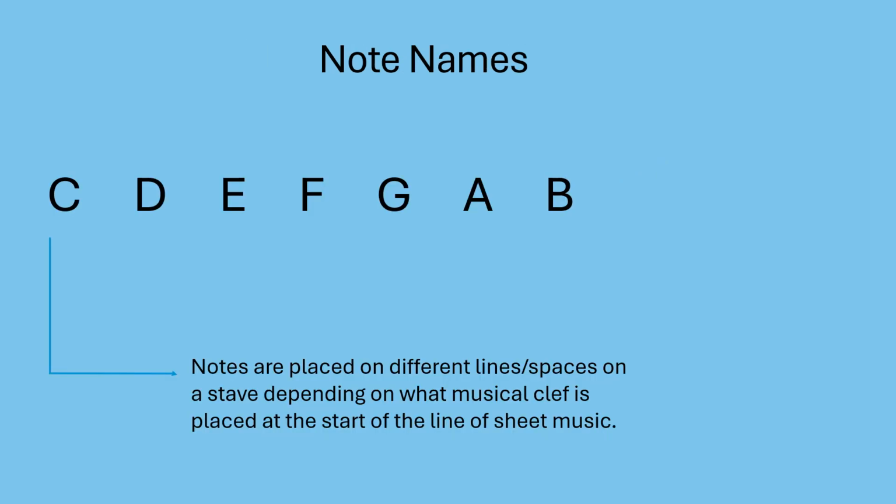The different pitches or note names in music are C, D, E, F, G, A, and B. It's important that notes are named so musicians know what notes to play.